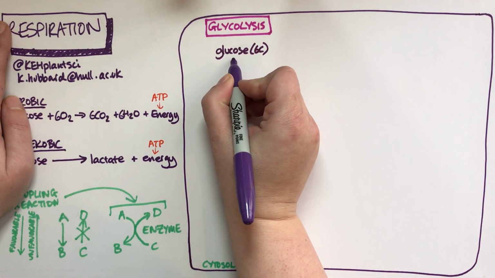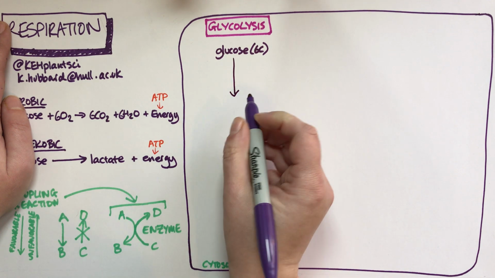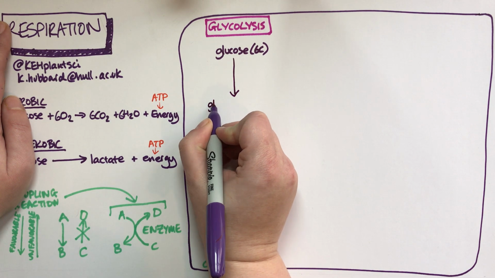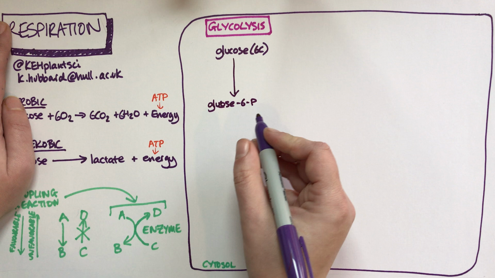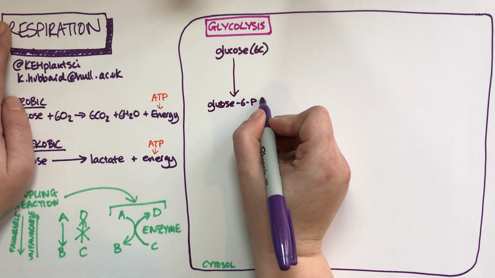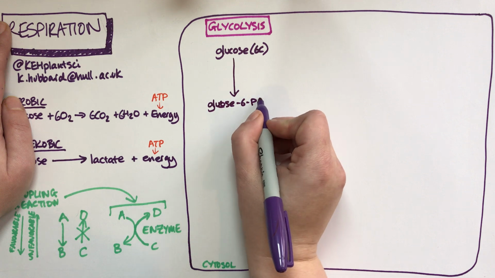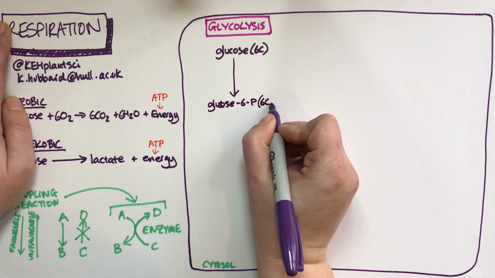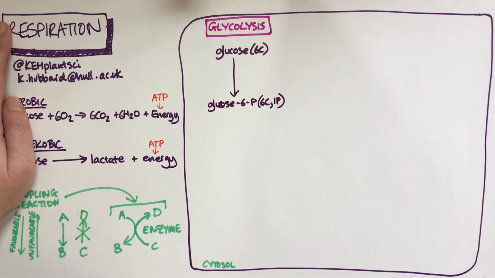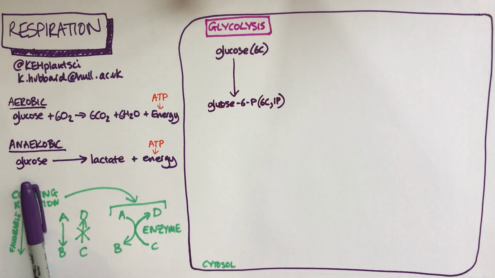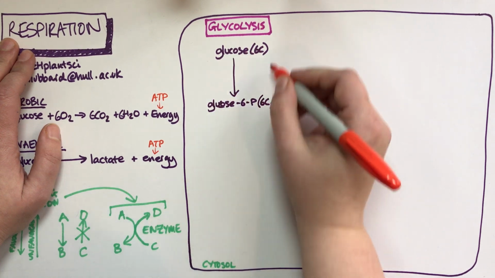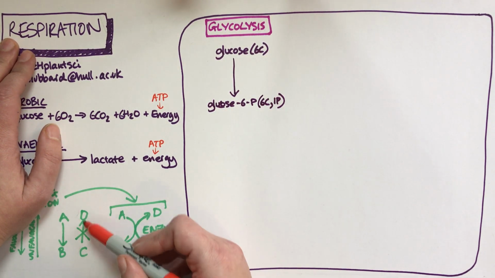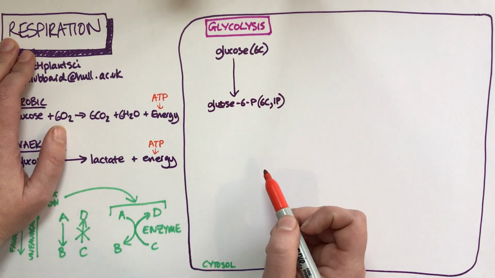I will go through the first reaction. So the very first reaction is we go from glucose to glucose 6-phosphate. So we add a phosphate group to the glucose molecule. So we go from a 6-carbon molecule to a 6-carbon 1-phosphate molecule. And if you've already watched the ATP video, you will know that this is an example of a coupled reaction. So this is an unfavourable reaction. This is an example of a C to D type reaction. So that won't happen unless we put in some energy.